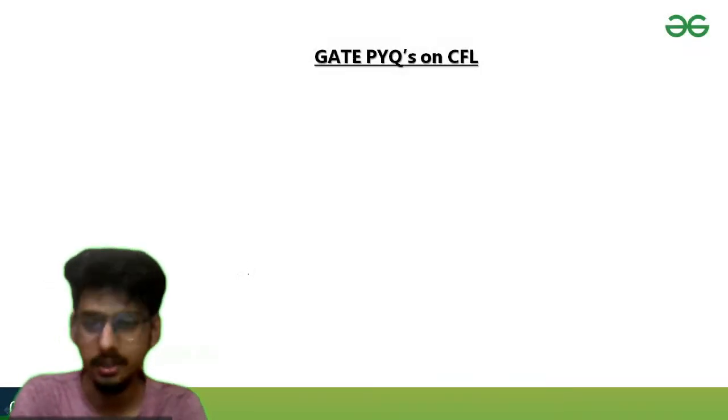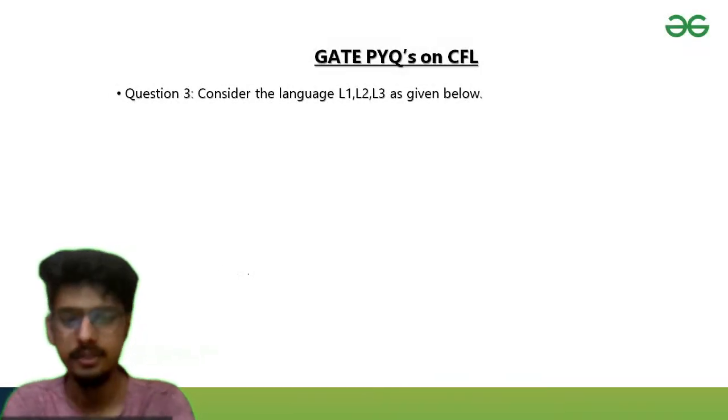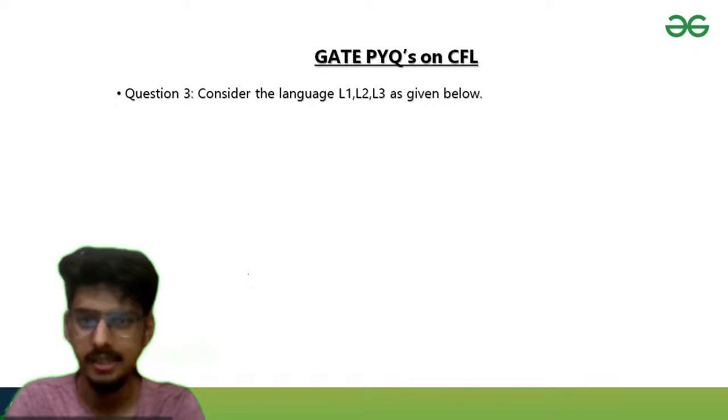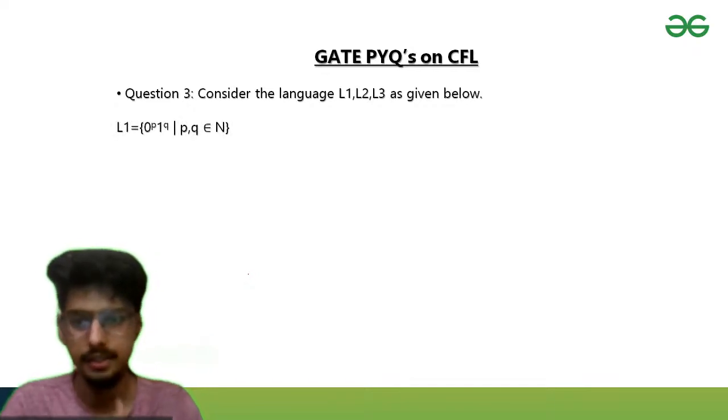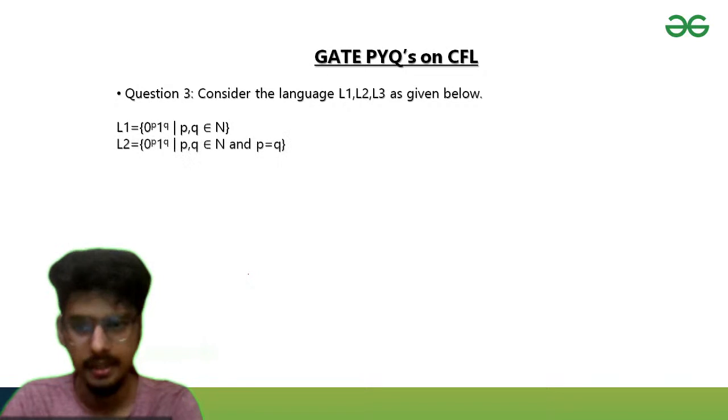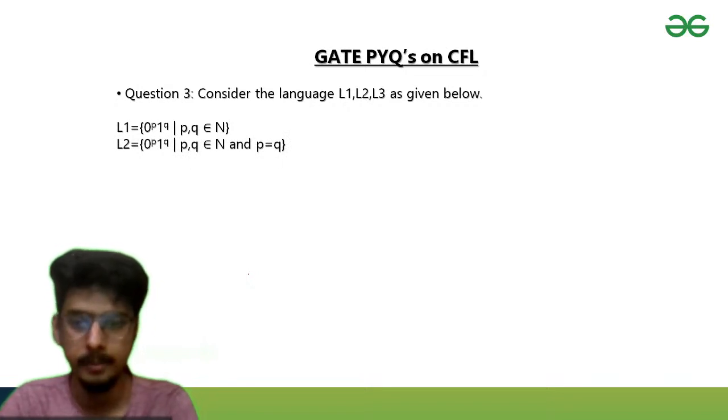Now let's move on to the third question. This question says that you have three languages, L1, L2 and L3, which are given in this form. L1 is 0^P 1^Q. Then L2 is again 0^P 1^Q, but the condition is that P is equal to Q.